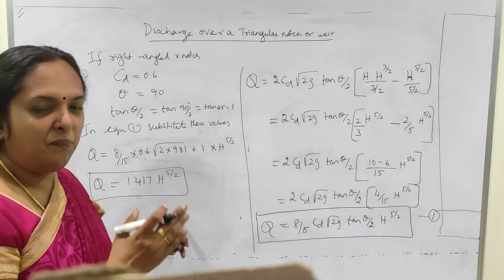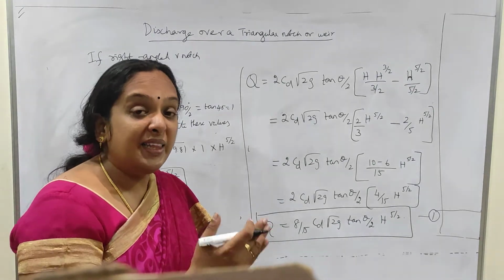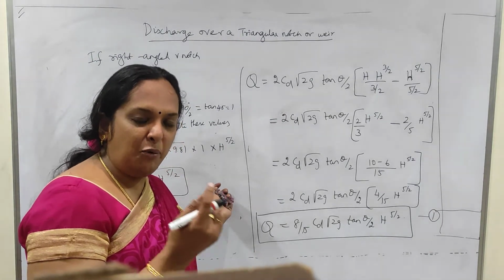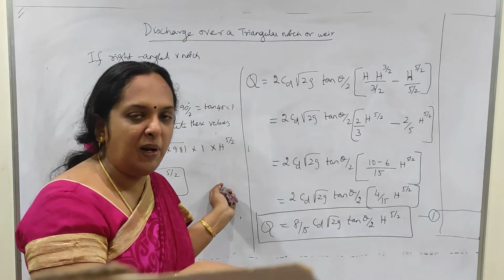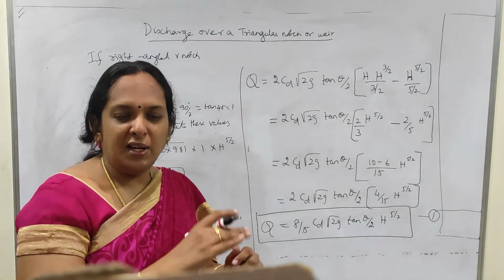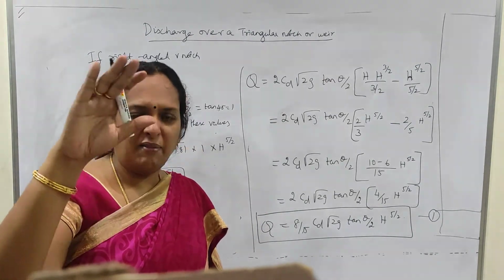So this is the major advantage of why we prefer the triangular notch over the rectangular notch. The equation is simple. We have only one value, h, alone. If we are able to find it, we will be able to find the discharge. And here it is not having any restriction in the depth or in the cover also.